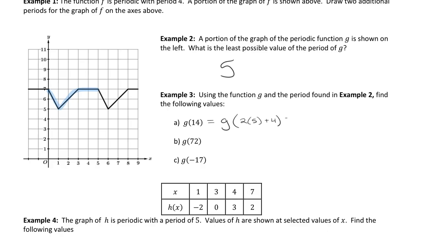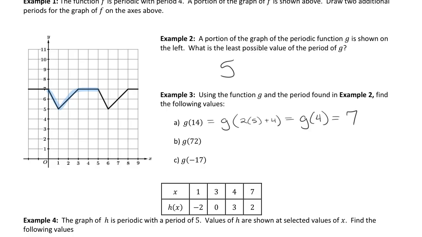But the 2 times 5 part, this section of 14, is just repeats of the same motion, which means I could really just evaluate g of 4. And g of 4 is something I can see on my screen. When the input value is 4, what's the output value? 7.